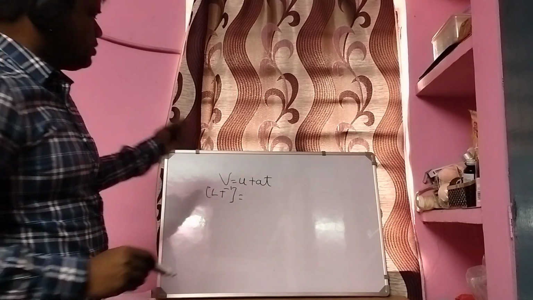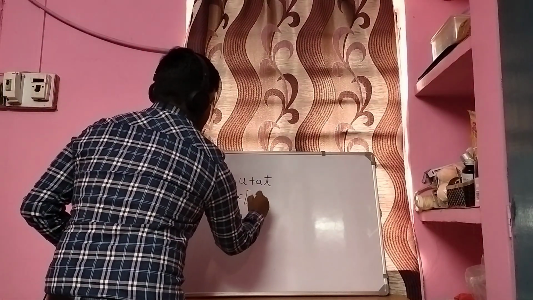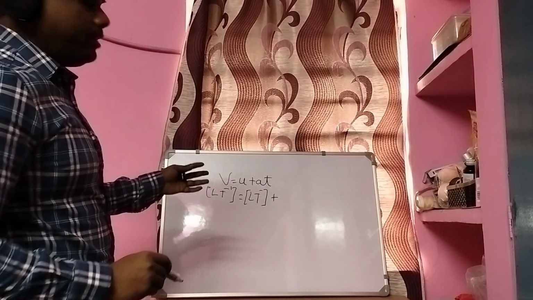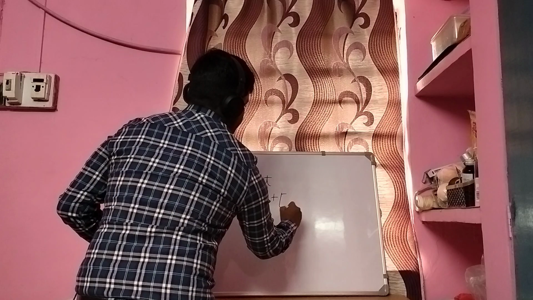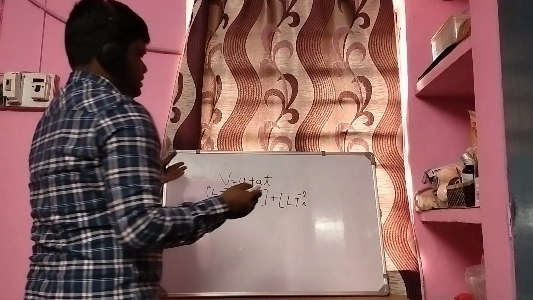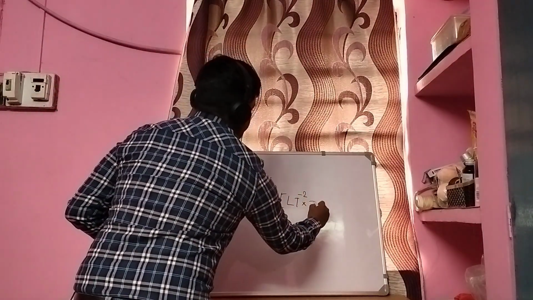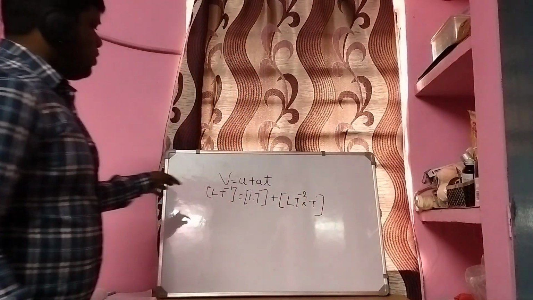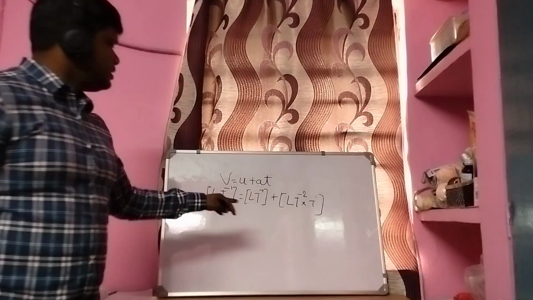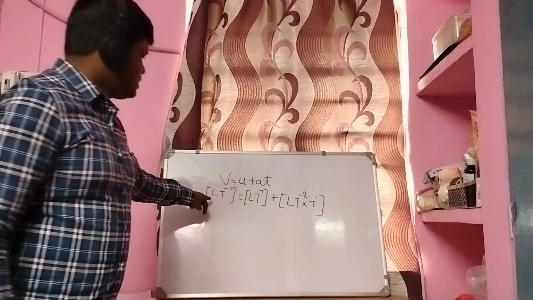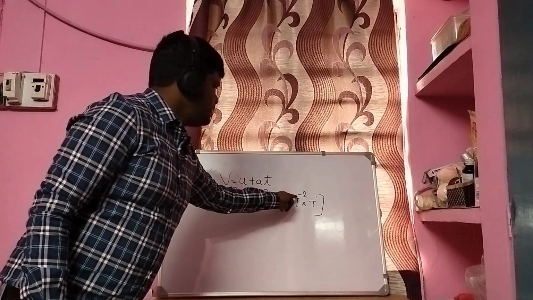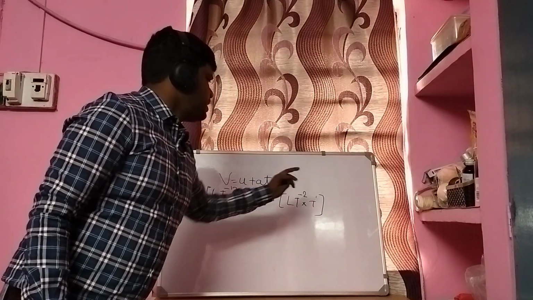u also is velocity, so it will also be written in terms of LT minus 1. And acceleration, earlier we have learned that the dimension of acceleration is LT minus 2, into t, time, so it will be T to the power 1. So you can see that all terms are homogeneous. All formulas in physics should be homogeneous. v is LT minus 1, u is also LT minus 1, at is LT minus 2 plus 1, that is LT minus 1.